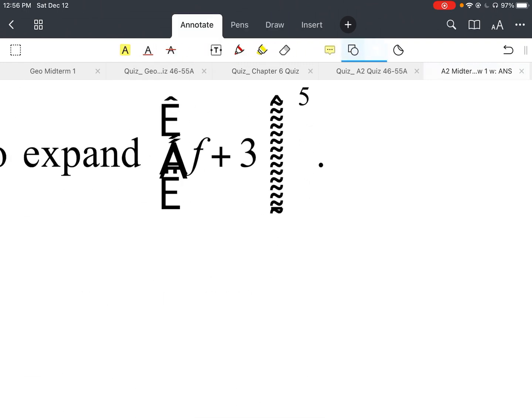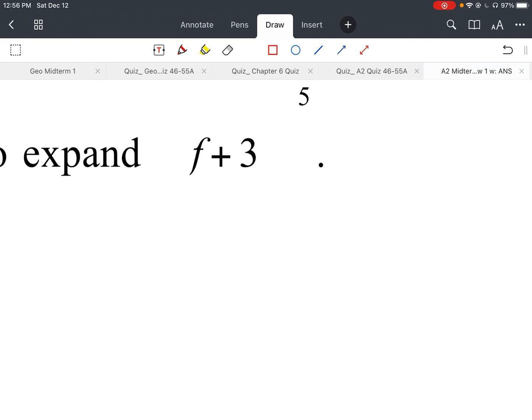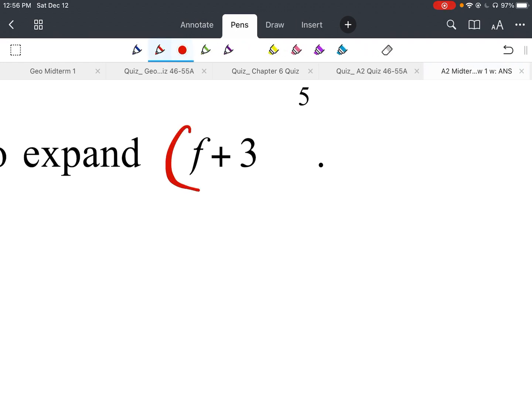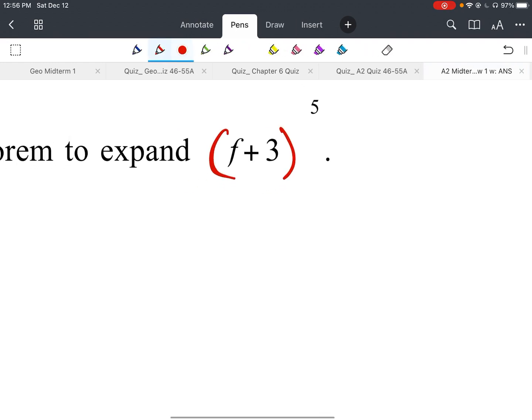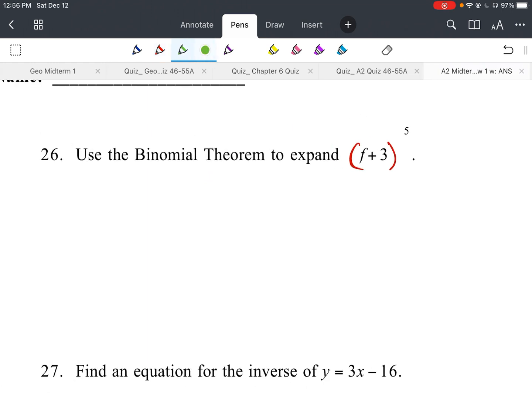Binomial theorem. Let's expand this rascal. Let me block these off here. And I'll just put some good old-fashioned parentheses. Bam, bam. All right. So (f plus 3) to the 5th power. All right. Not too bad. Not too bad. Remember your rules. Binomial theorem. Let's use the binomial theorem.